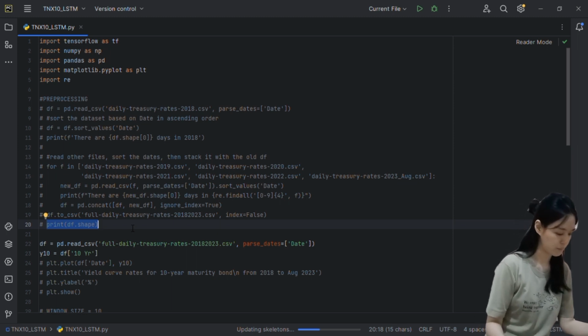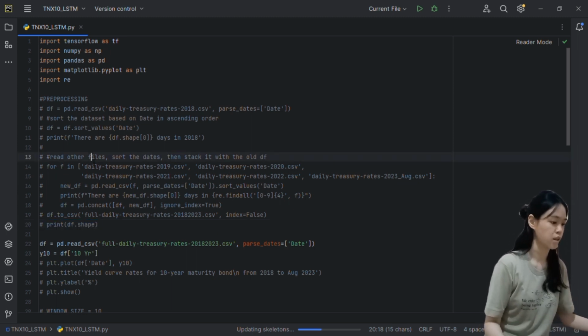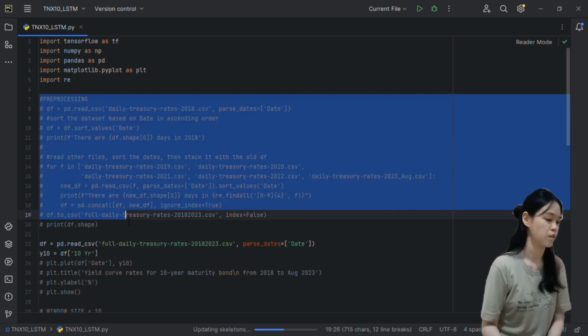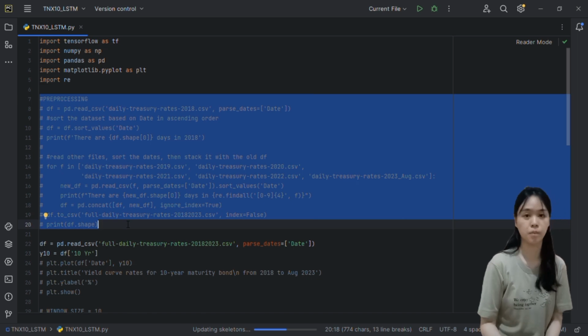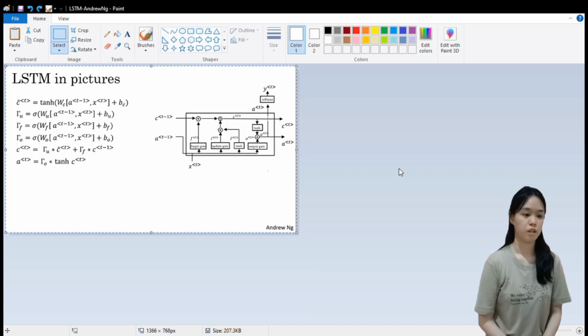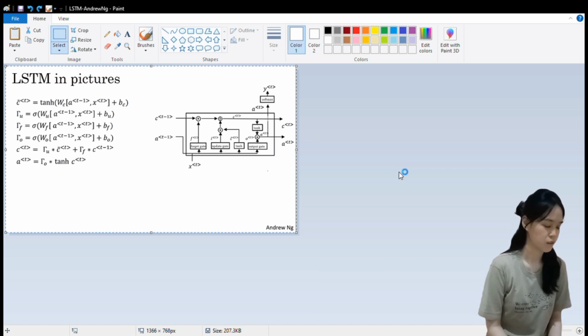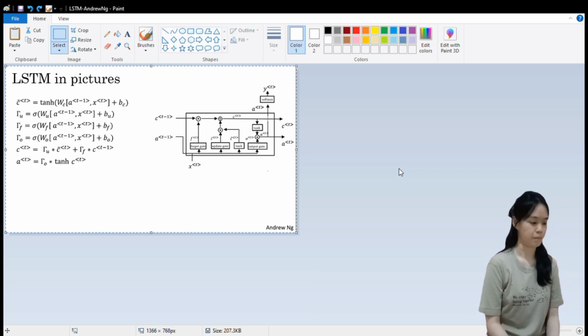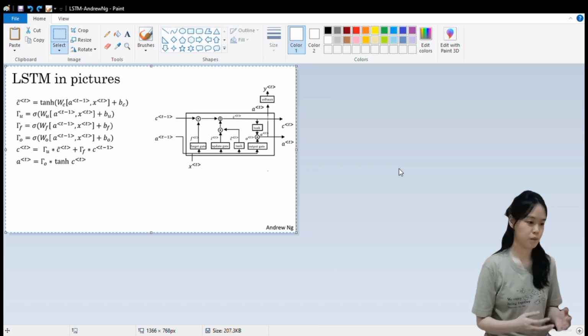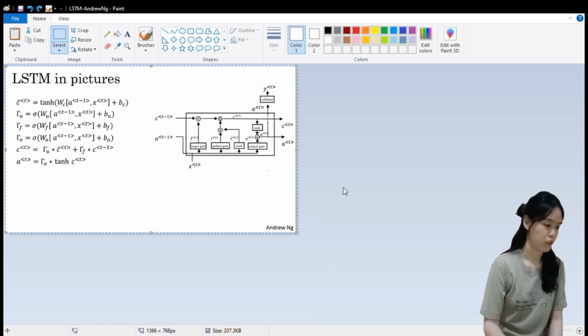It's around that. Okay, so I'm not going to run this code block, but I'm still showing it here for the sake of transparency and reproducibility. So that's how we get the full data. Now let's talk about LSTM. I'll try to explain that just briefly though.